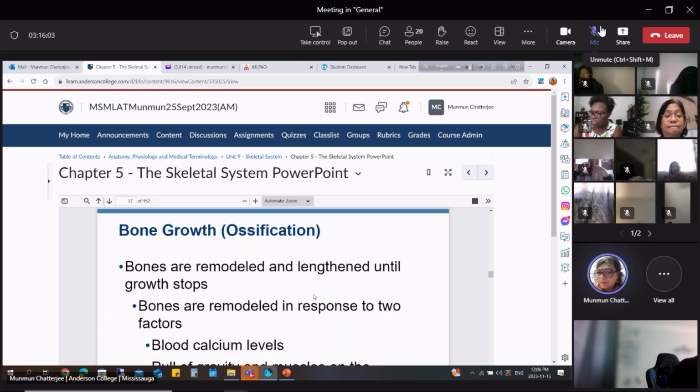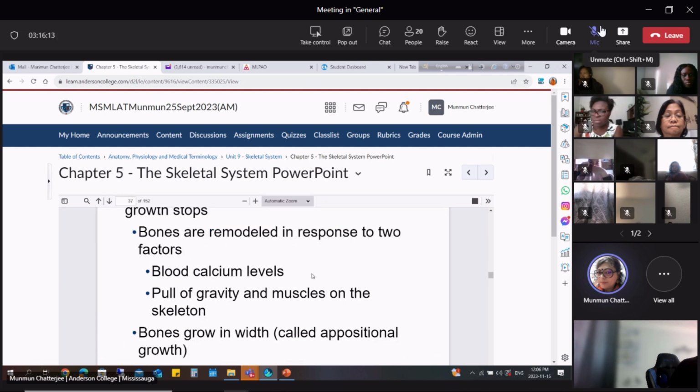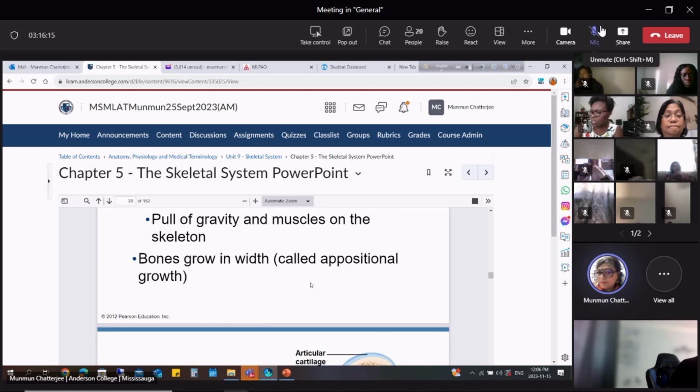And in general, the epiphyseal plate allows the bone to grow lengthwise, but the growth of the bone in width is called appositional growth. Okay, what is the appositional bone growth in width? It is called appositional growth.